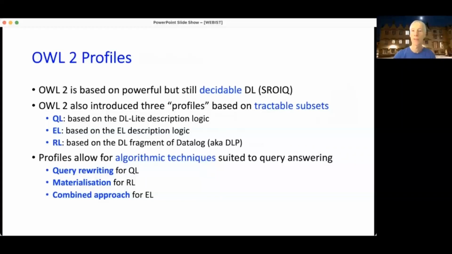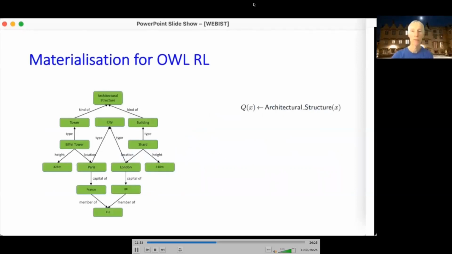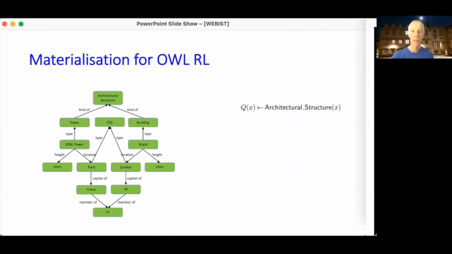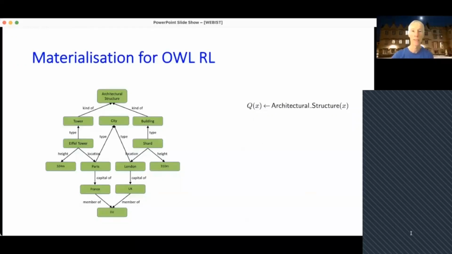Not only are the profiles known to be theoretically tractable, but they also come with algorithmic techniques that are well suited to query answering. In the case of OWL-RL, we can treat the graph and ontology as sets of datalog facts and rules. We can then exploit datalog reasoning for query answering. In particular, we can use a forward chaining algorithm known as the chase, which exhaustively applies the rules until all consequences are materialized in the graph as implied edges.